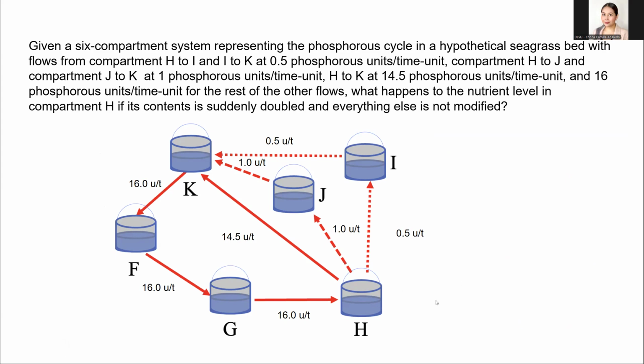So, I'll give you a few minutes to think about it. And then let's hear from people what they think would happen to the contents of compartment H. Will it increase permanently? Will it go back to normal after a while? Will it decrease because of that sudden increase? So try to think what would happen to the contents of compartment H if we increase the amount of phosphorus inside it, but nothing else is modified.